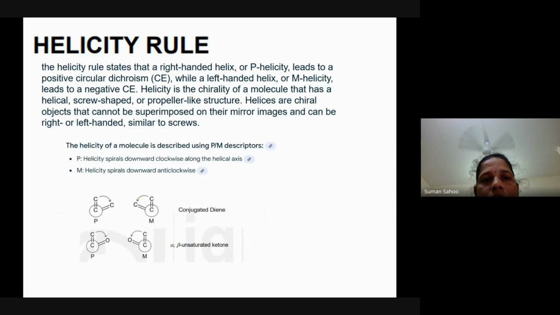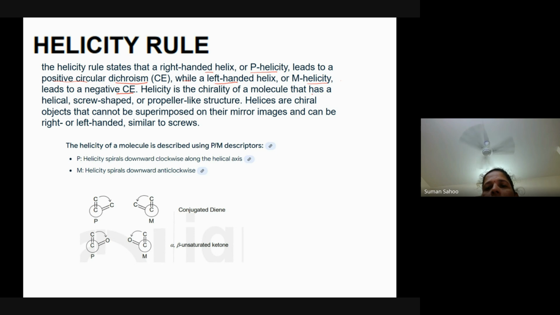Next is the helicity rule. What is the helicity rule? Yesterday I talked about helices, where the molecule is coiled either in a clockwise or an anti-clockwise manner, right-handed or left-handed. This rule states that a right-handed helix, also known as P helicity, leads to a positive circular dichroism, while a left-handed helix, known as M helicity, leads to a negative Cotton effect, and P leads to a positive Cotton effect.